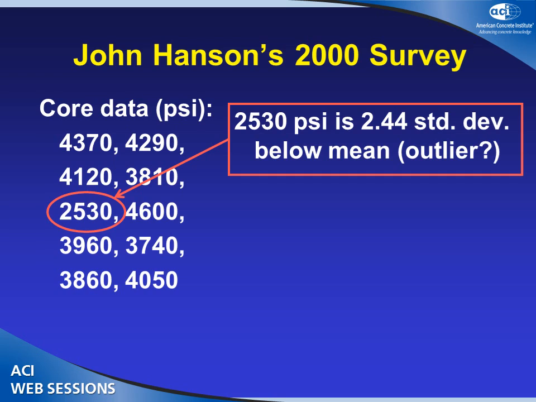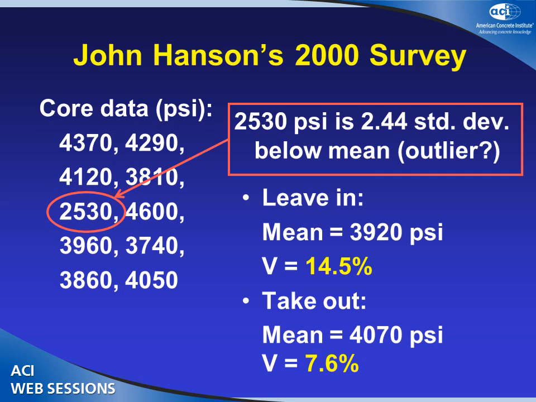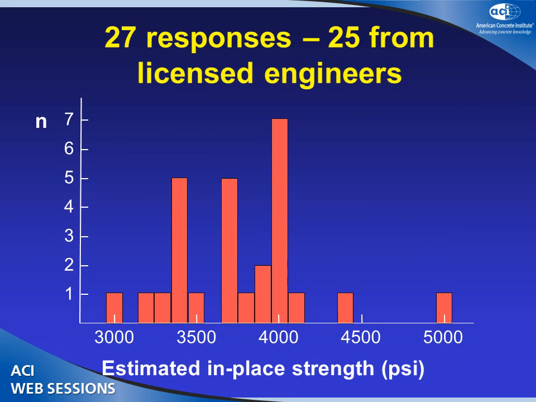You could ask yourself, well, is it an outlier? The core document talks about using ASTM E178 to decide whether you can leave it in. If you do, you get a mean strength of about 3,900 psi and a coefficient of variation of 15%. If you take it out, you get about the same mean, but the coefficient of variation drops remarkably. This, from my experience, would be a pretty darn good set of core tests if the core coefficient of variation was that low. Hansen collected 27 responses.